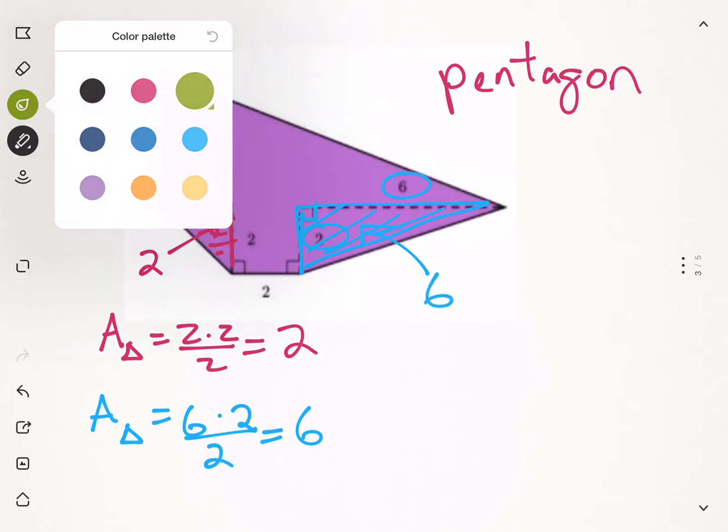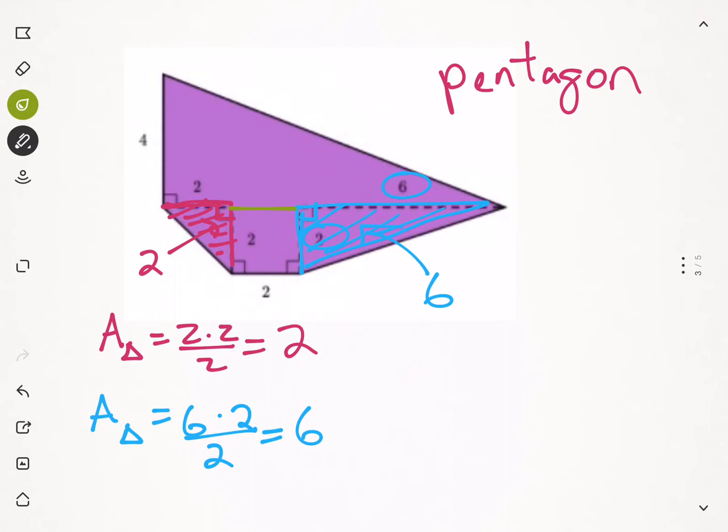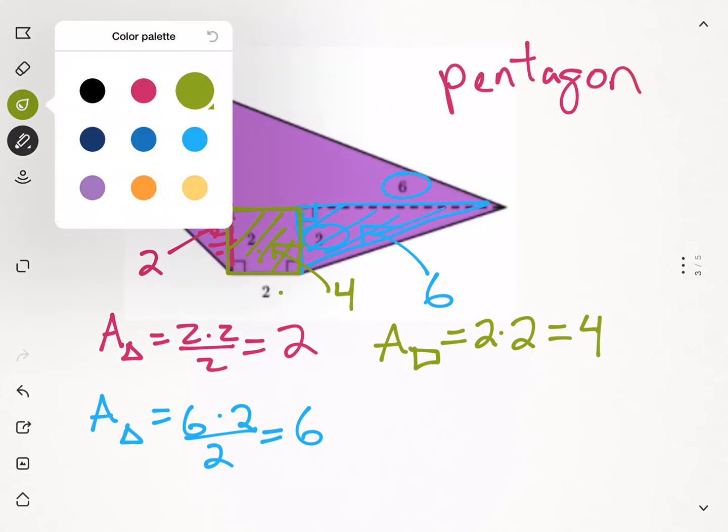Then the space in between the two triangles looks like we have a square here, which is 2 by 2. So this square, the area of the square, is 2 times 2, which is 4. And then we're left with a big old triangle on top. Let's make that purple.